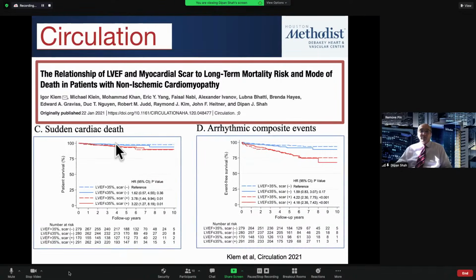But interestingly, if we focused on sudden cardiac death or arrhythmic endpoints, LV ejection fraction, whether it was above or below 35, really didn't have much discriminatory capacity, but it was really the presence or absence of scar that identified increased risk. And this right-hand figure, I think, shows very nicely, whether the EF was more than 35 or less than 35, if there was scar present, there was a higher likelihood of arrhythmic composite event versus patients without scar, again, irrespective of whether the EF was more or less than 35%.